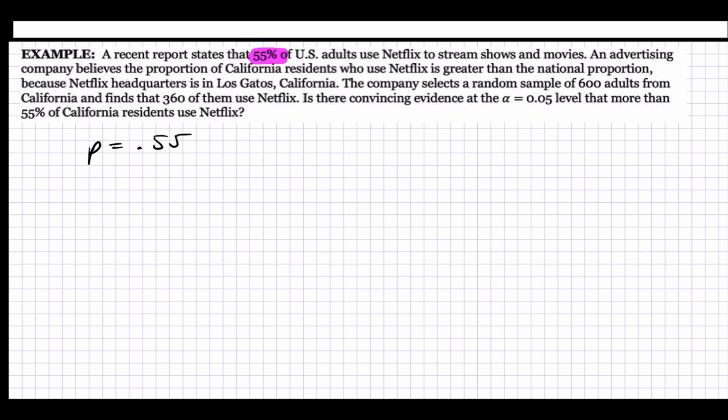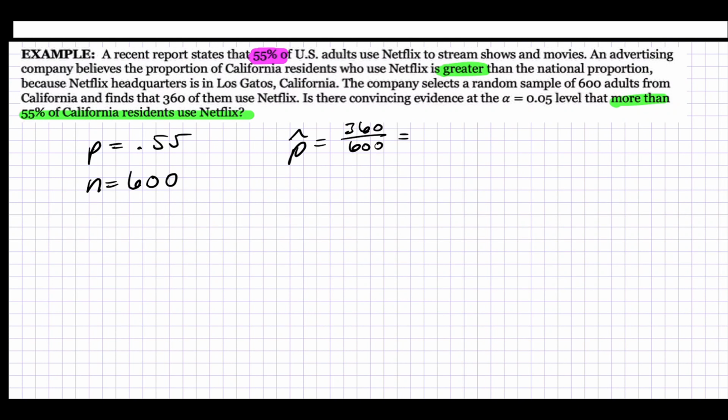What else? 600. Good. Our sample is 360 over 600. You can tell what our alternative is. What is our alternative hypothesis going to be? We don't have to write it out yet, but what is it eventually? Greater than, because right there it says more than. It's written right there in the question, greater than. So eventually when we get there, we're going to put greater than.